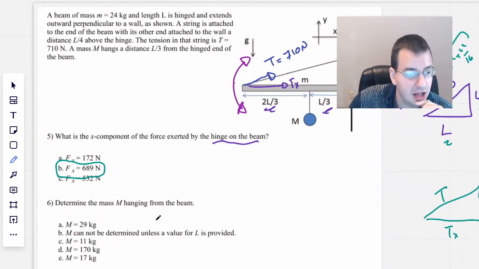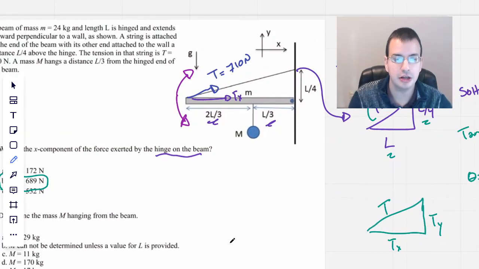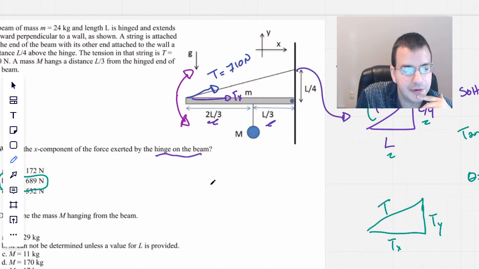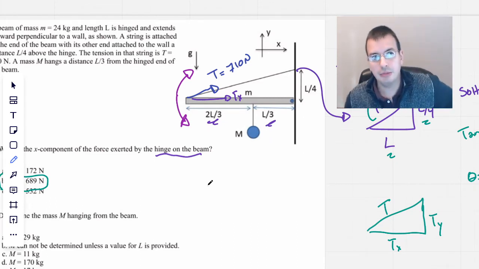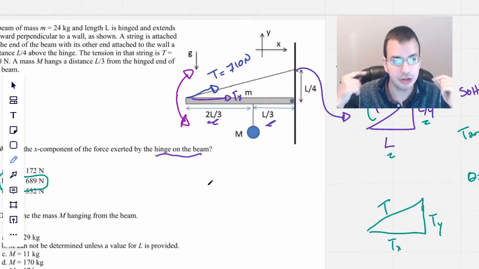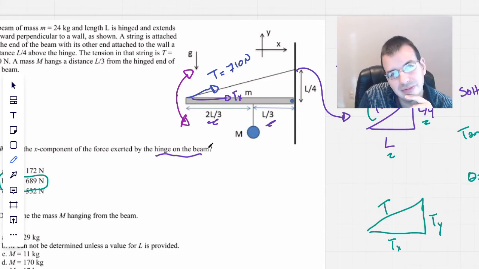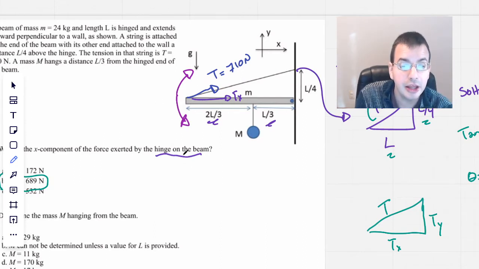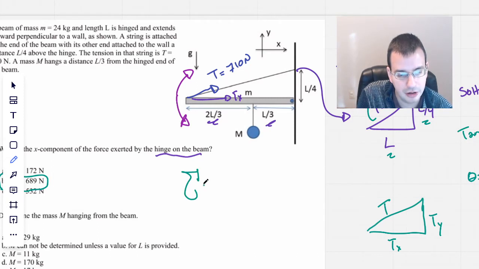Determine the mass m hanging from the beam. Okay. So this is static, stationary, not moving. Therefore, the acceleration in both the x and y direction, linear, but also the angular, clockwise and counterclockwise. I guess technically the torques would be plus and minus z. Not important. The torques are also equal to 0. So this would be sum of torques equals 0.